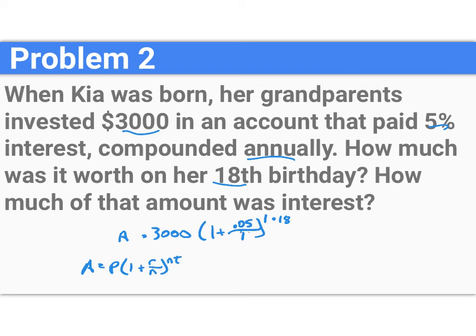All right, now if I put it in the calculator like it's written, I wanted to use some parentheses. And I get 7219.86.